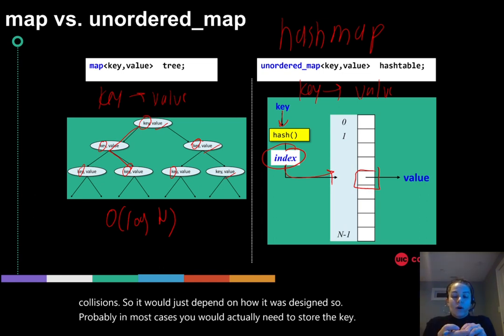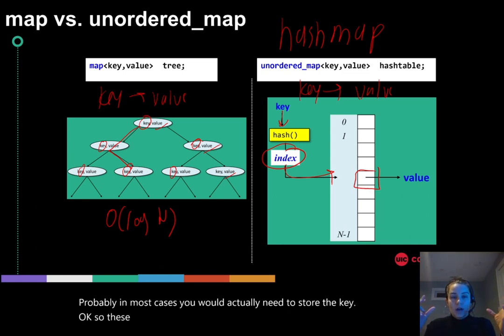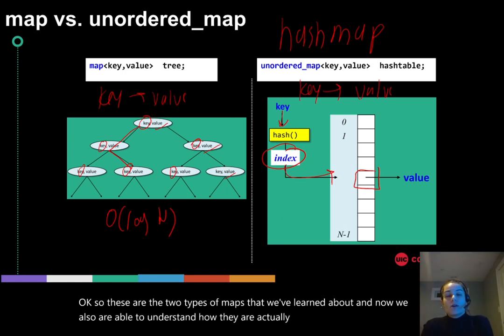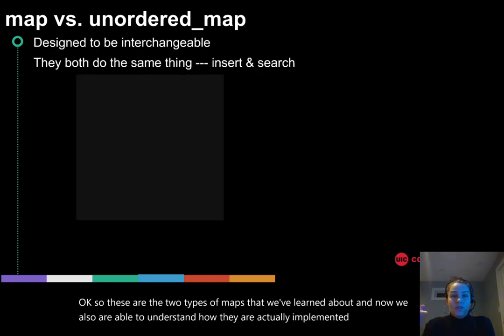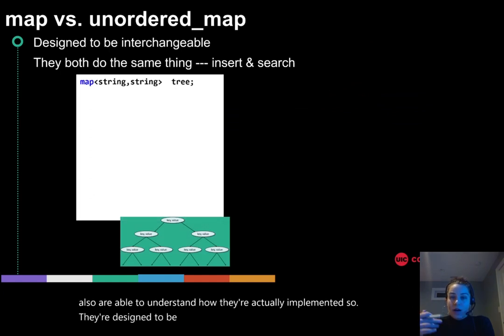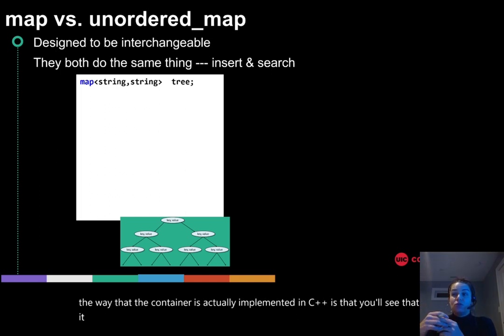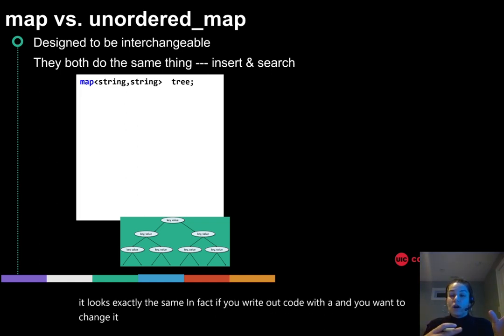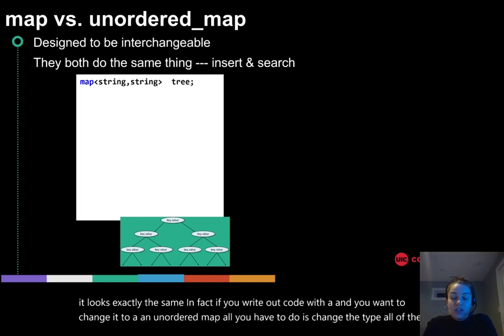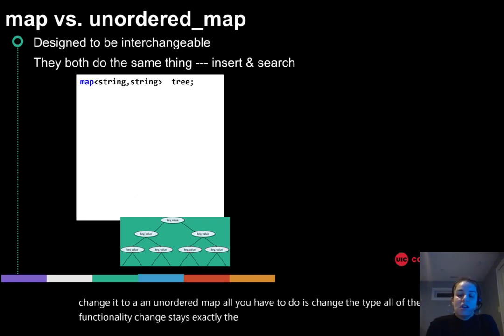Okay. So these are the two types of maps that we've learned about, and now we're also able to understand how they're actually implemented. They're designed to be interchangeable, because they both do the same thing. The way the container is implemented in C++ is that you'll see it looks exactly the same. In fact, if you write out code with a map and you want to change it to an unordered map, all you have to do is change the type. All of the functionality stays exactly the same. It's just how it's implemented behind the scenes.